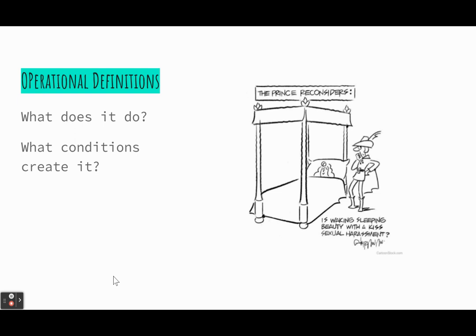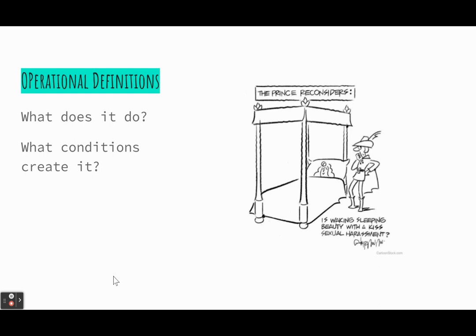Operational definitions. What does it do? What conditions create it? Is waking Sleeping Beauty with a kiss sexual harassment? I have to define sexual harassment. What are the conditions that create it? Does Sleeping Beauty want the kiss? Has she given consent? How do we make all of these things work?